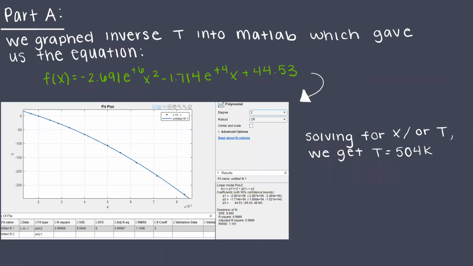Okay, so for part A, we are asked to plot B versus 1 over T. And using MATLAB, we get the equation for the curve fitting of negative 2.61 times 10 to the 6th x squared minus 1.71 times 10 to the 4th x plus 44.53. Setting that equal to 0 and solving for T, we get that T is equal to 504 Kelvin.